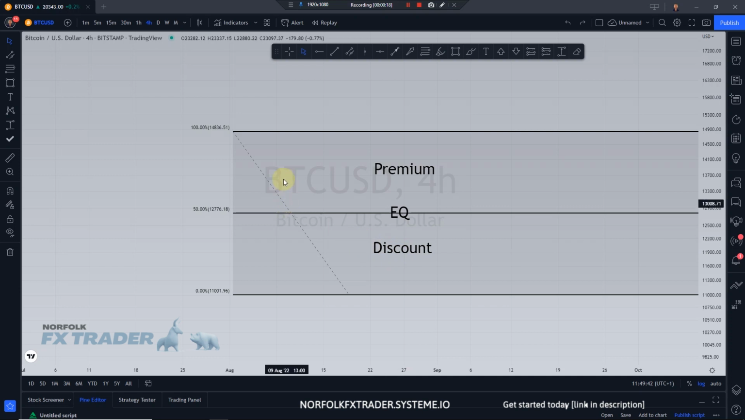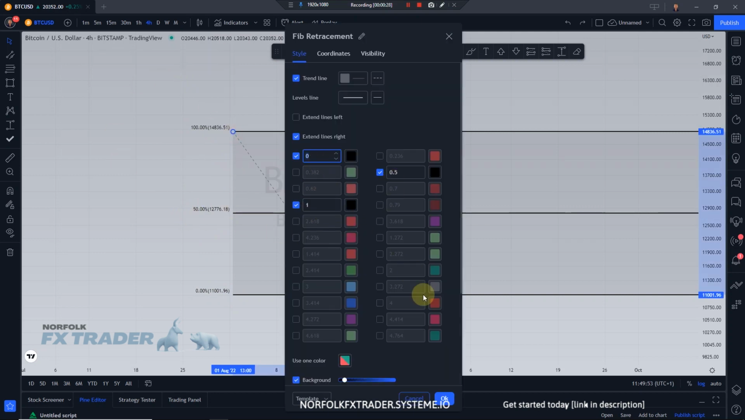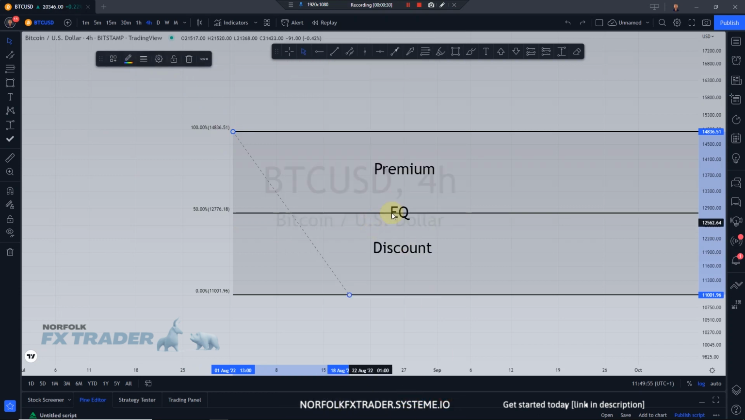So what you're going to use is the Fibonacci tool, marking from the 0% to the 100% and the 50% mark. Now, quickly showing you how I've done this. I've used the 0, 1 and 0.5 settings. This is the EQ level, which is also known as the 50% level. Anything below the 50% to 0 is classed as our discount pricing area. And anything above 50% to 100% is classed as premium pricing area.